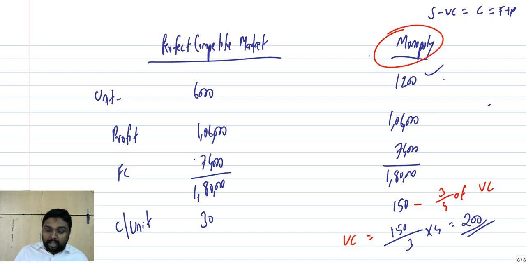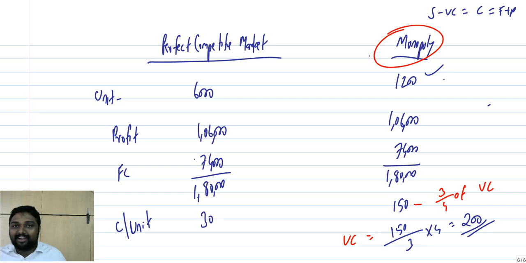150 by 3 into 4, which will be what? 200. Are you clear? So variable cost will be 150 by 3 into 4, which will be equal to 200. Variable cost will be 200. Now see, you have your contribution, you have your variable cost.